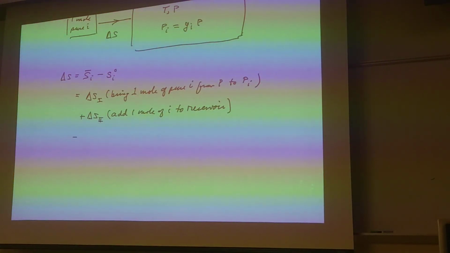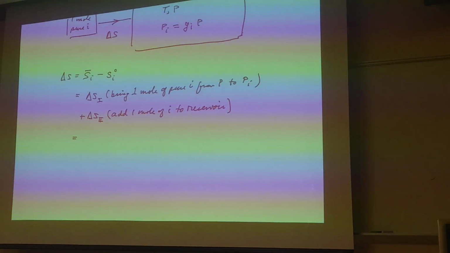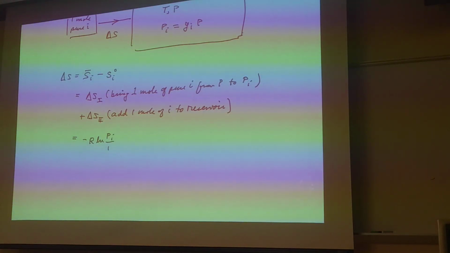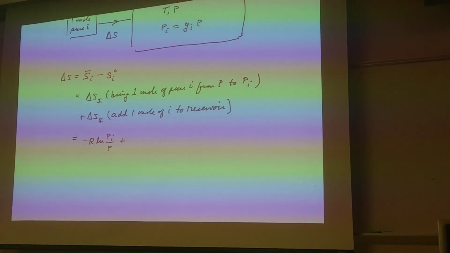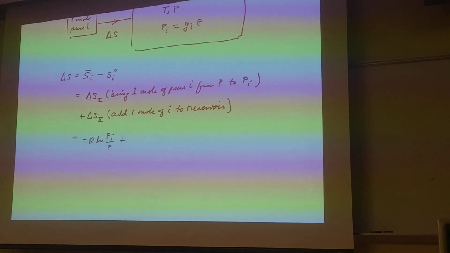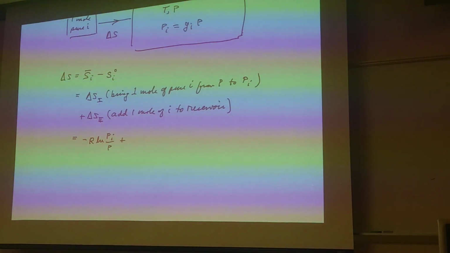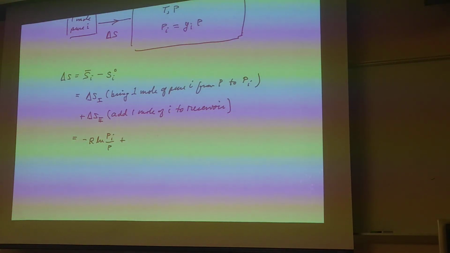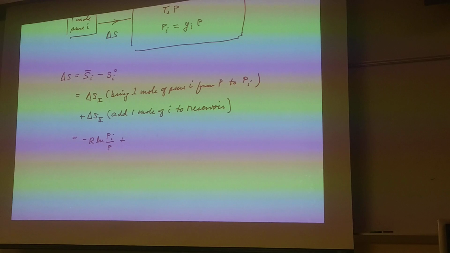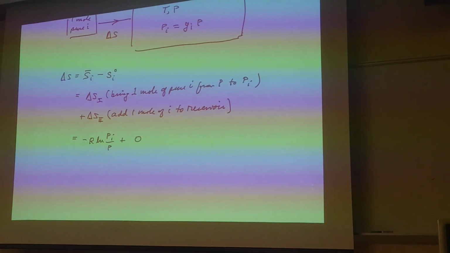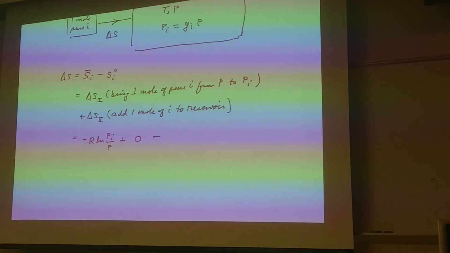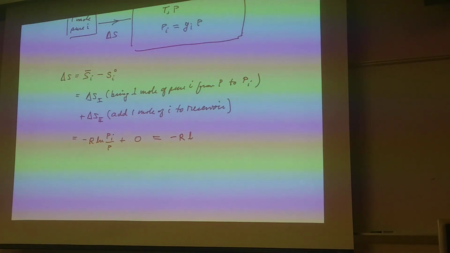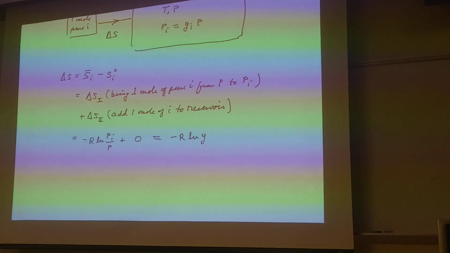Okay, we know how to calculate these things. This first one is going to be minus R log of P_I over P. And the second one is because this can be done reversibly. I can move that I back and forth across a membrane permeable to I. So the entropy change there is just 0. And so what I end up with for this delta S is just minus R logarithm of, now look at this, y_I.